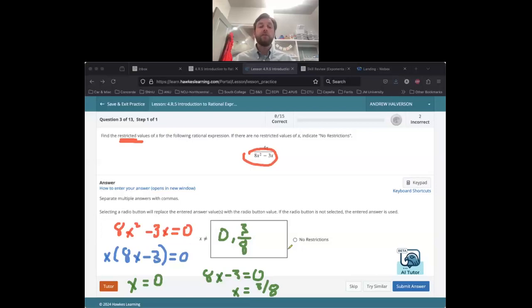So you have to be familiar with your process for factoring or solving quadratic equations by way of the factoring method or even the quadratic formula. But that's what they're asking for when they say restricted values. They're asking, what are the values that x cannot be? Or another way of saying it, what values of x will make the denominator become 0? So let me pause. Questions on this one?